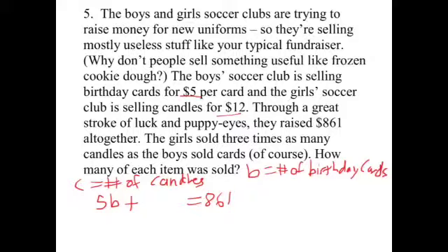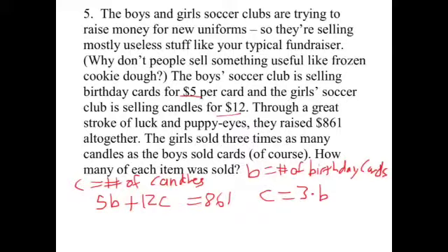And you should add that to 12 times the number of candles. So that's why it's 12C, $12 per candle. And if you add that up, you're going to get your total of $861. And this statement here, selling 3 times as many candles as cards. So if you want to figure out the number of candles, that would be 3 times the number of birthday cards, or C equals 3B.